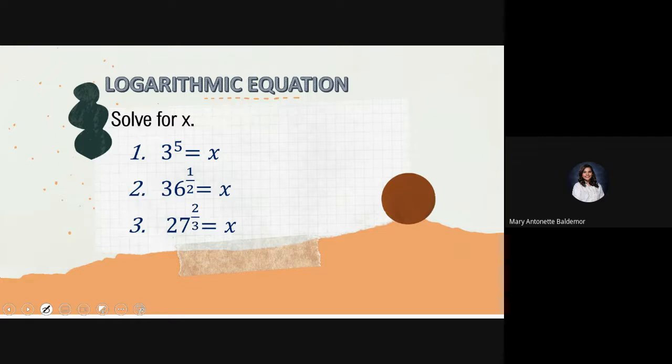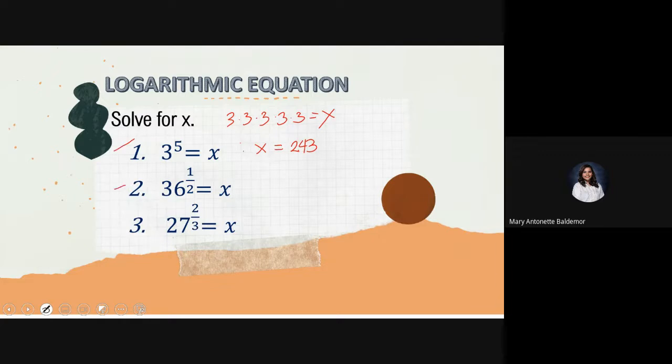Now, when we say 3 raised to 5, recall that we can rewrite it as 3 times 3 times 3 times 3 times 3. So it means that we multiply 3 by itself 5 times. Okay? So using our calculator, 3 raised to 5 is equivalent to 243. Therefore, the x here is equal to 243. Okay, so we're done with number 1.